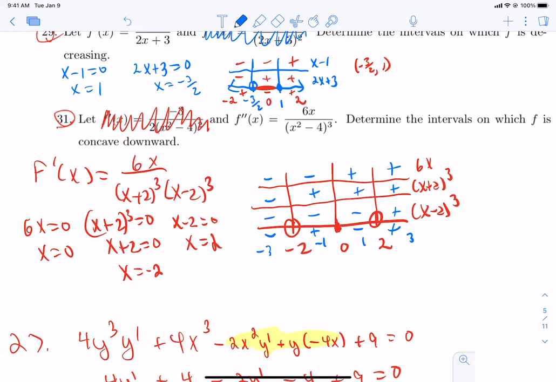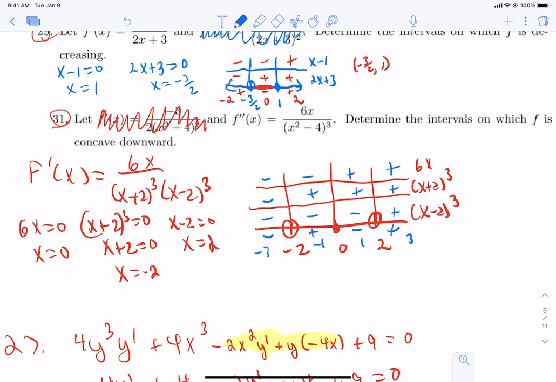Now, remember, go back to the question. We want concave down, which is where the second derivative is negative. So color in the negatives. And that's our answer. So it is concave down from negative infinity to negative 2 and from 0 to 2.